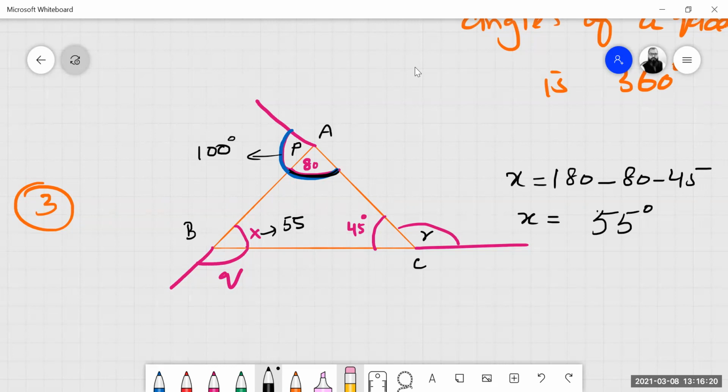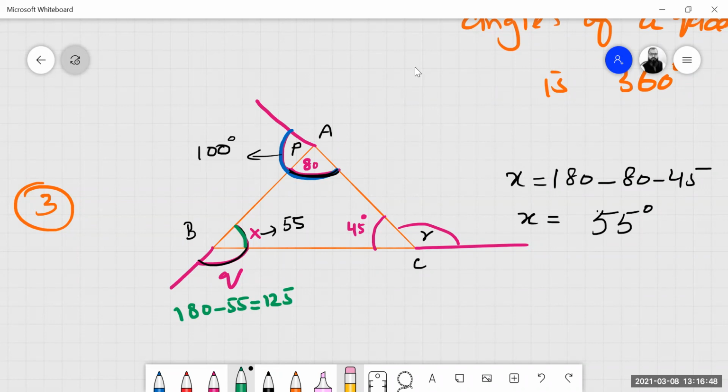Now Q. From here to here, this is 55. The total is 180. This green angle, X, is 55. What will be Q? 125. So Q is equal to 125.